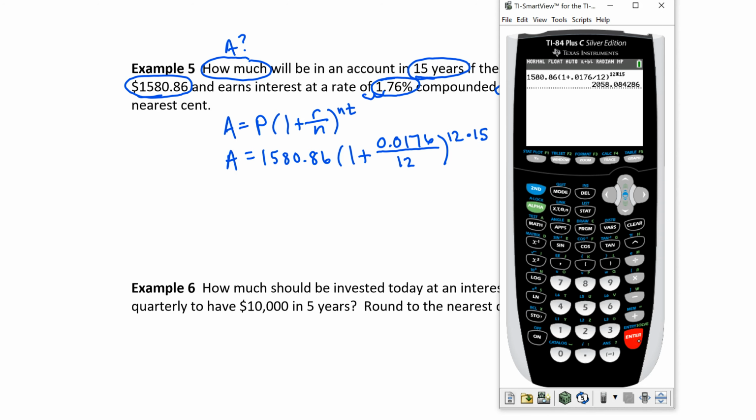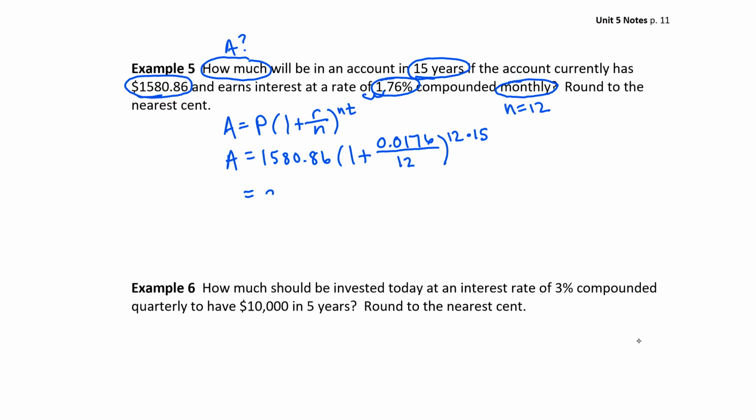And the future value then is $2,058, and we're always going to round to 2 decimal places with money to the nearest penny, 0.08. So 2058.08.